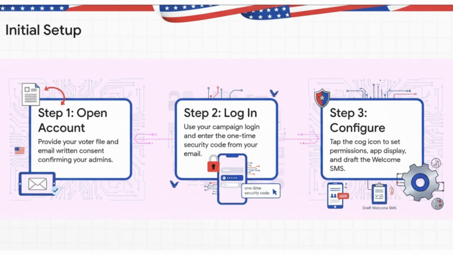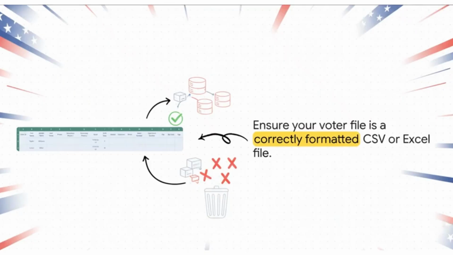Once you're in, the very first thing you're going to do is find that little gear icon for settings. That's your command center. It's where you'll set permissions for your team and write that first welcome text for new volunteers. And just a quick but super important note on that first step. Your voter file. You know the saying, garbage in, garbage out. Make sure it's clean and formatted correctly as a CSV or Excel file, just like you see here. A clean data file is the foundation for, well, everything else.